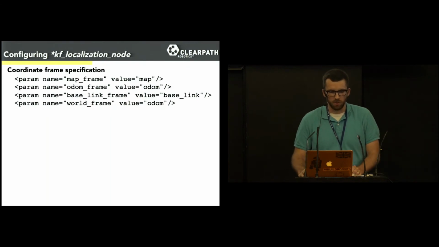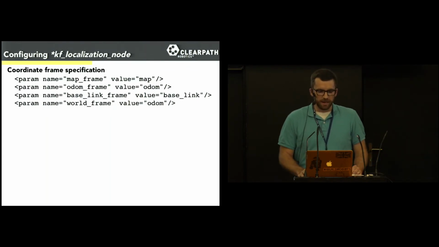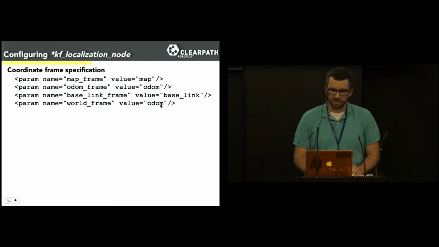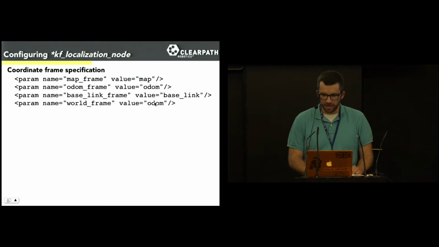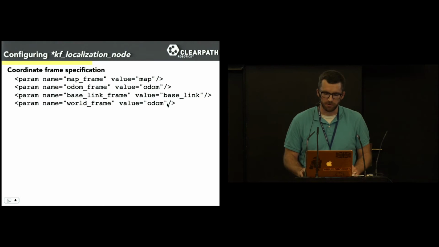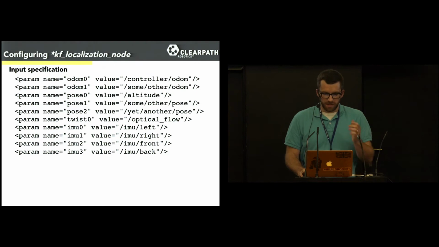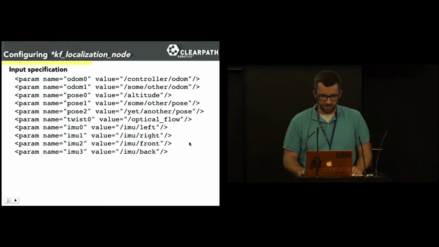Okay, so here's how you do coordinate frame specification. You've basically got the principal frames, like I said, you can name them whatever you want, and then you can set the world frame to one of these two, the map or the odom frame. Which one you set it to will change the behavior in accordance with that slide earlier that I showed from REP 105. So for input specifications, I don't know anyone that's had quite this many inputs, but you could if you wanted to, this is just an example. I have personally worked on a project where we had 7 different inputs, including 4 different IMUs. So it's not entirely impossible.